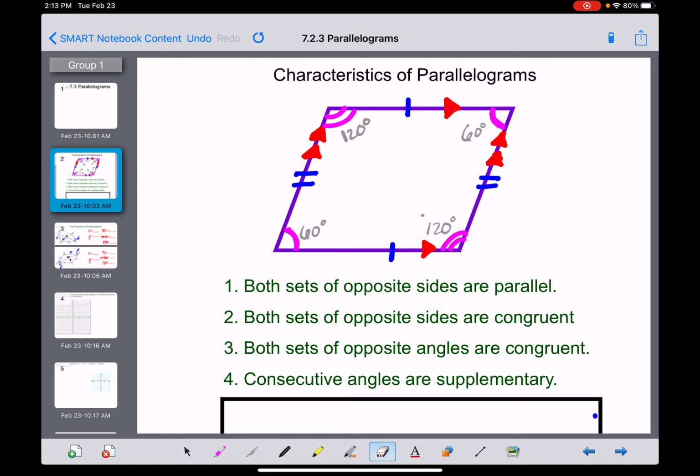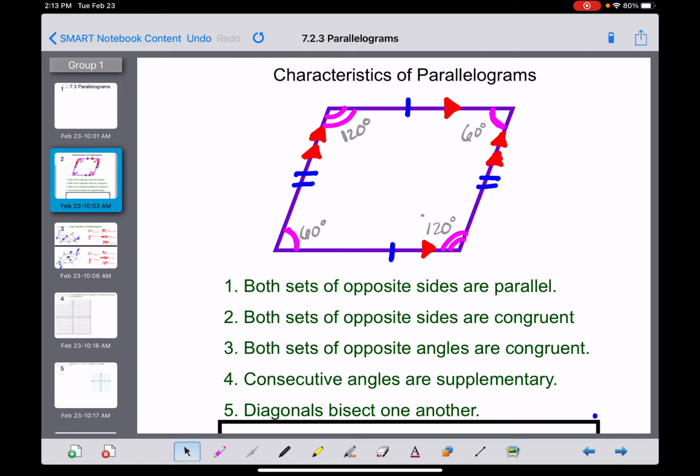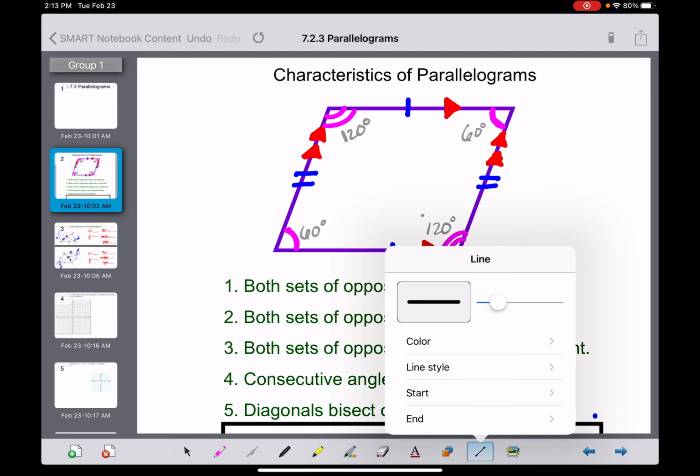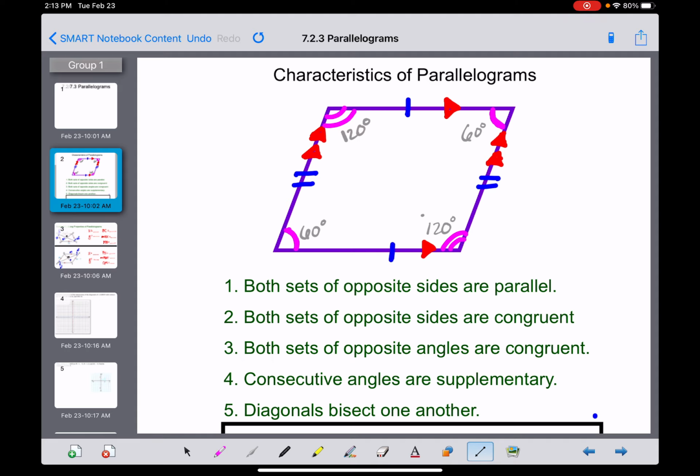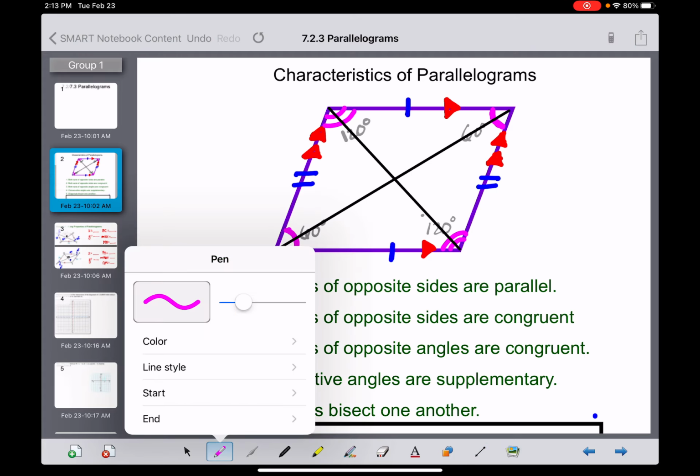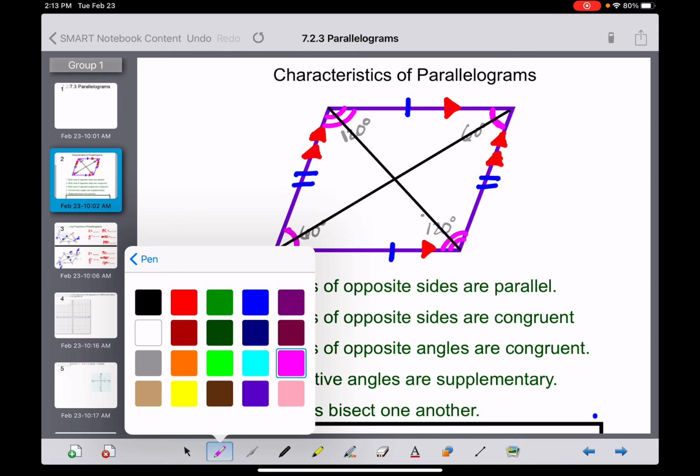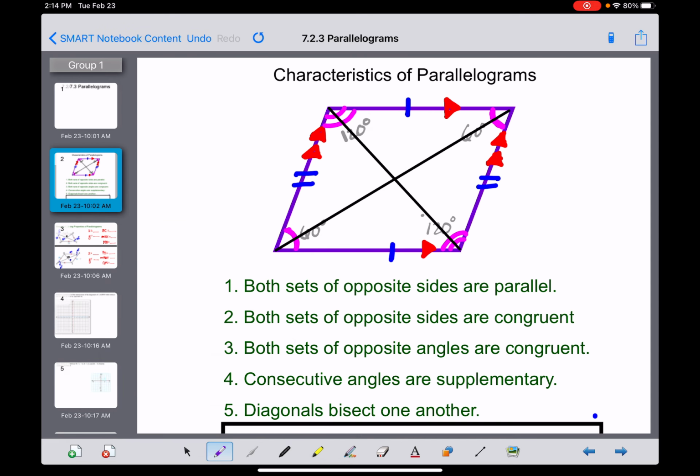And then our last characteristic is that the diagonals bisect one another. So I'm going to draw on here a diagonal. We talked about a diagonal in the last section. Our diagonal goes from opposite angle to opposite angle. So we have 2 diagonals, and they bisect one another, meaning that this point in the middle acts as a midpoint.